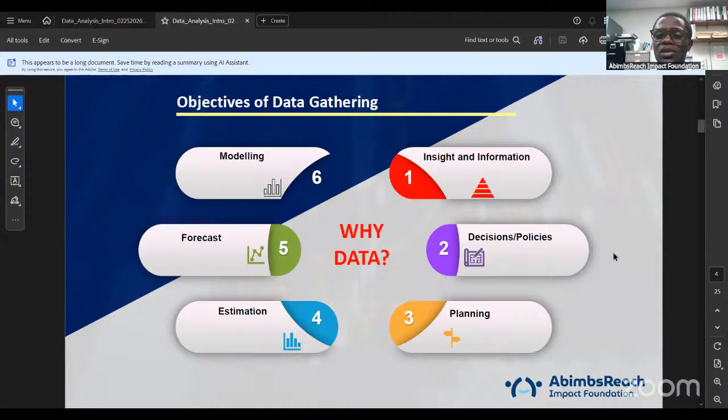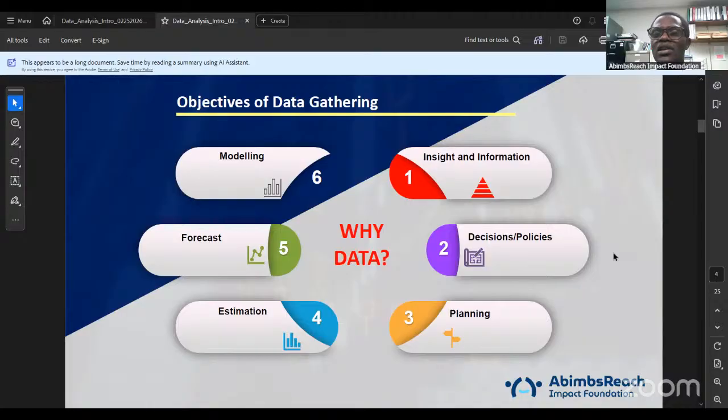Generating information also helps us in planning, because when we understand the process, we can prepare and plan effectively. Also, it helps us in estimating what can happen and what cannot happen. It also helps us in forecasting. It also helps us in modeling. So now we talk about AI, machine learning, data science. All of these are heavily linked to modeling. We'll see forecasts, we'll see predictions.